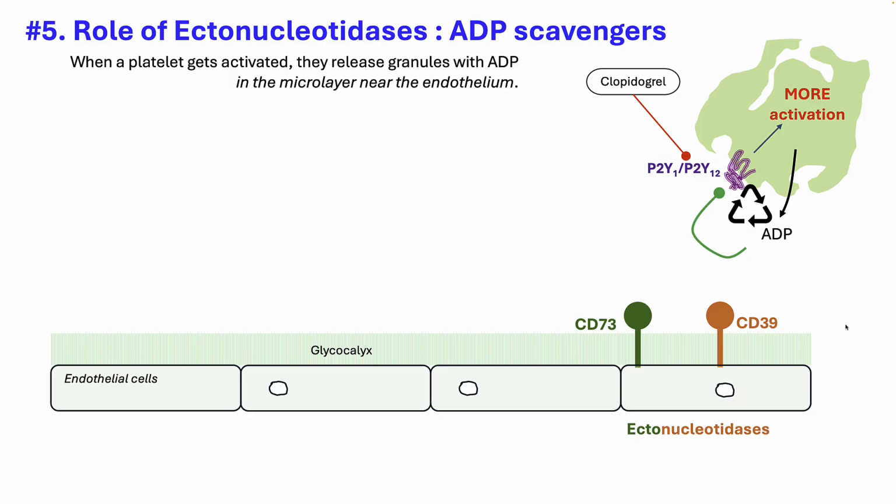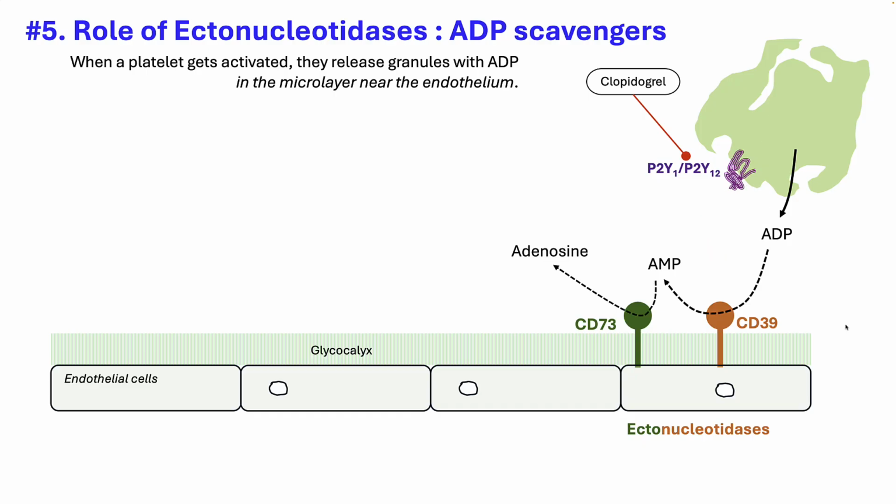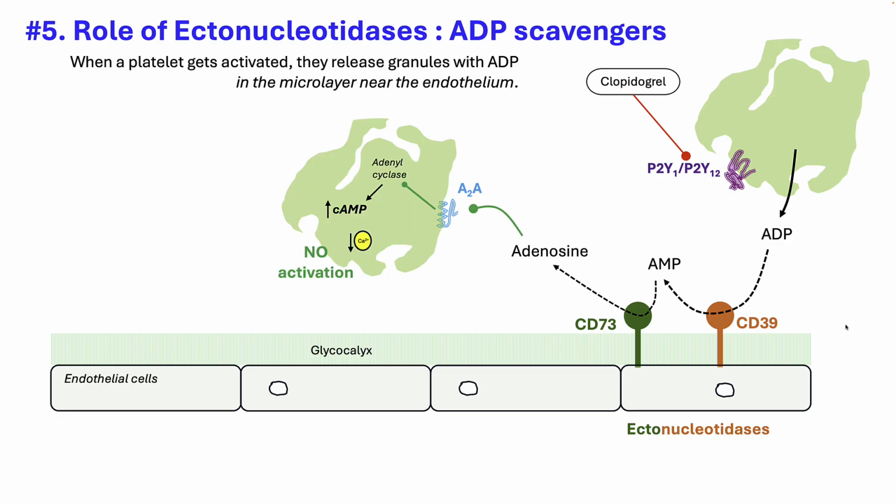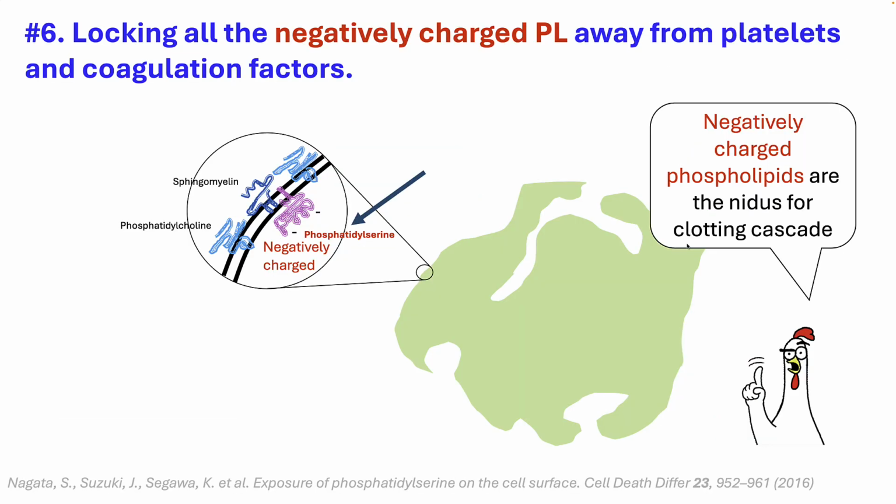So to prevent platelet activation, your endothelium has ectonucleotidases, CD39 and CD73, which convert ADP to AMP and then further to adenosine. This helps prevent spread of activation of platelets. Adenosine also works on your A2A receptor, which stimulates adenylyl cyclase to increase cAMP levels, thereby decreasing the intraplatelet calcium levels, thereby inhibiting activation.